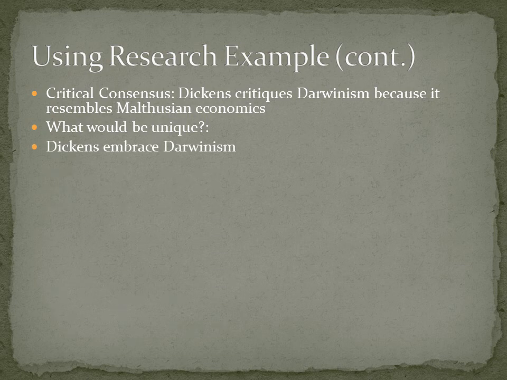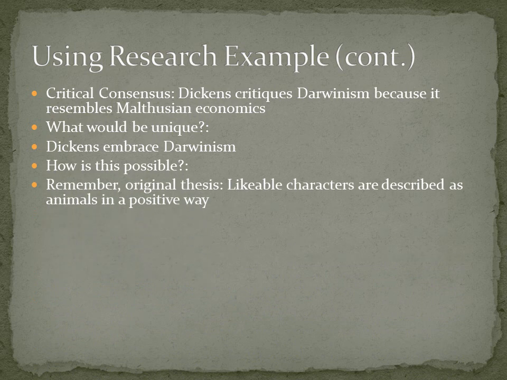So, I say maybe Dickens liked Darwin, maybe he was pro-Darwin. Is there any support, any evidence for that in the text, or is that just me trying to disagree with the critics? Let's see. I did come up with something, and here's what I came up with. Likeable characters are described as animals in a positive way. It's embracing the similarities between humans and animals, which would be a little more pro-Darwin. So I went back to the text and looked for those examples.